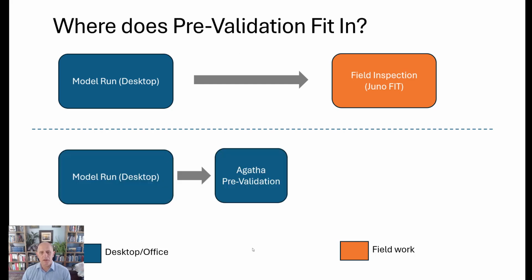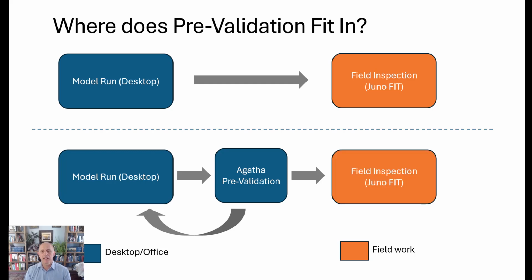So with this tool, you can actually do your model run on the desktop and then put your model outputs into the Agatha pre-validation tool. And then if you spot anything in this pre-validation tool that you don't like about the model outputs, you can loop back, you can rerun the model tool, rapidly import it again in the Agatha pre-validation tool, and keep on doing that until you're satisfied, and then get your outputs into the field inspection tool.